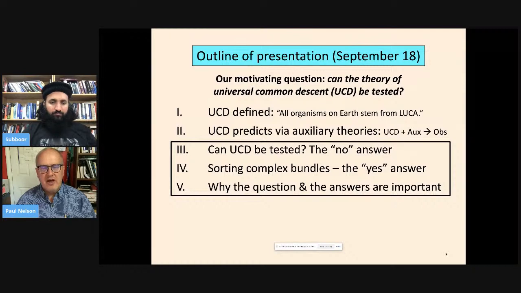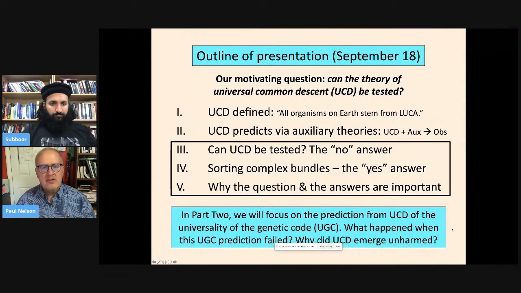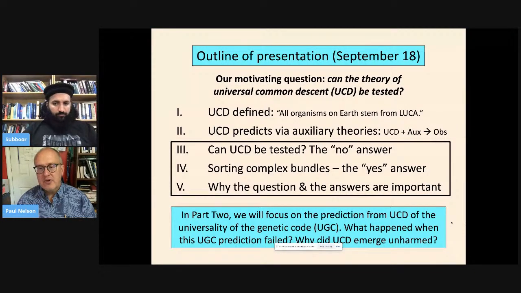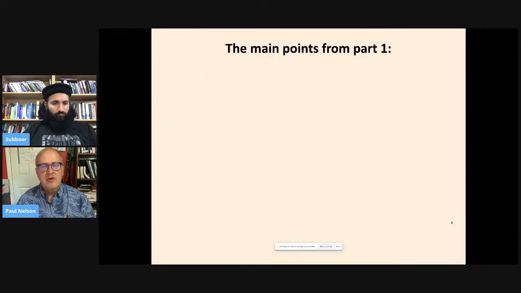This is what we'll be focusing on today. I addressed these points last time, and I want to focus on predictions made by universal common descent when it's coupled to other theories. In particular, I want to focus on the prediction of a universal genetic code. When that prediction failed, why did universal common descent emerge unharmed?